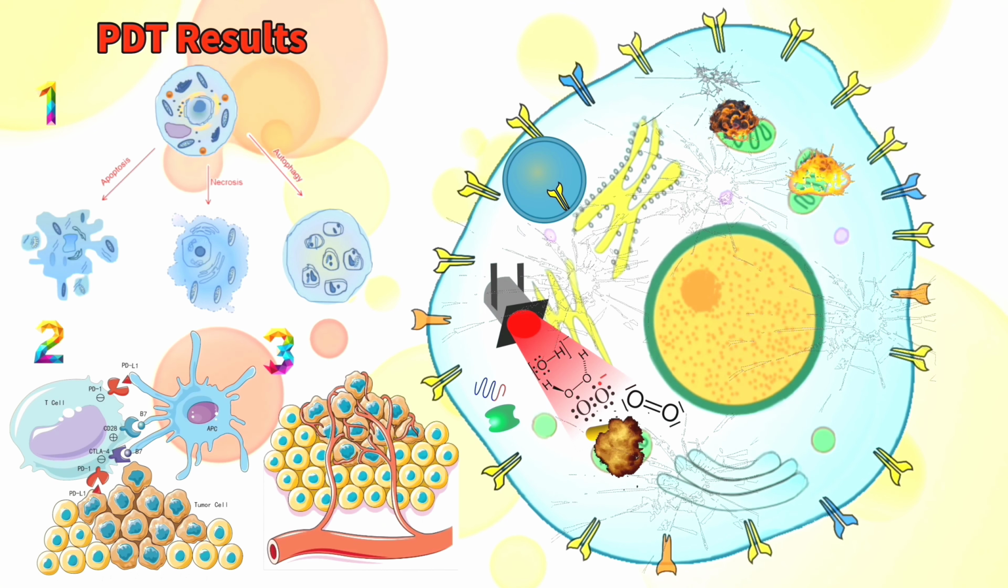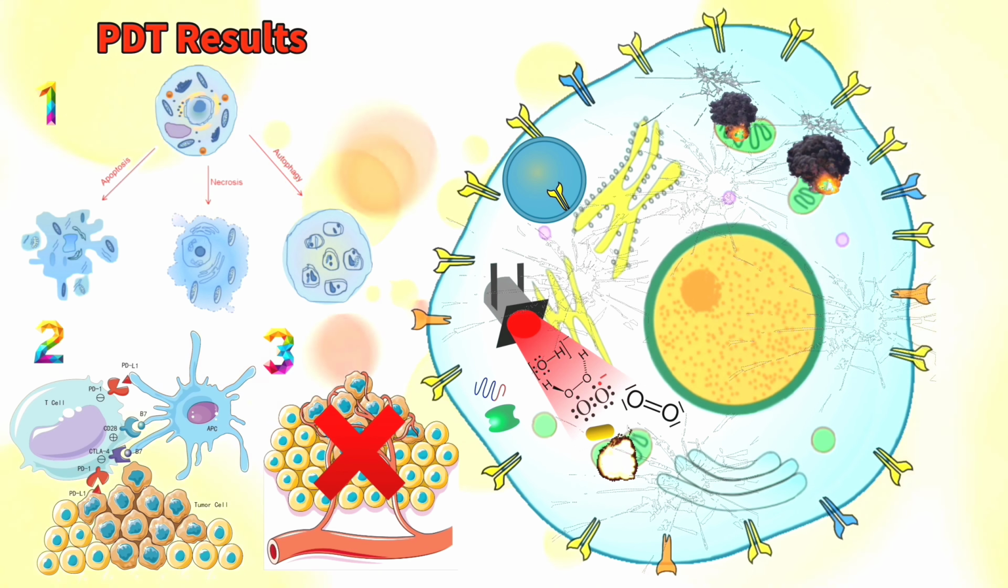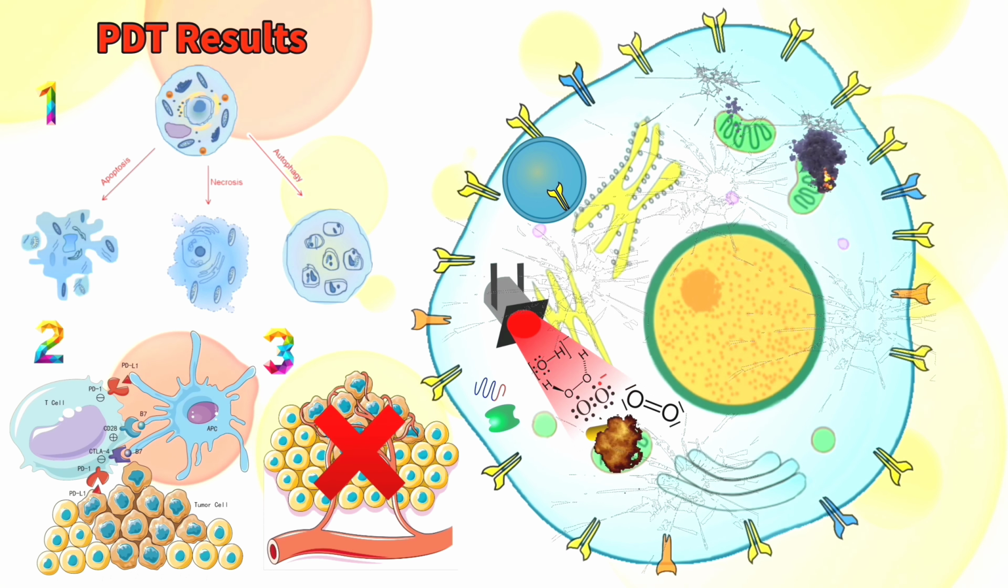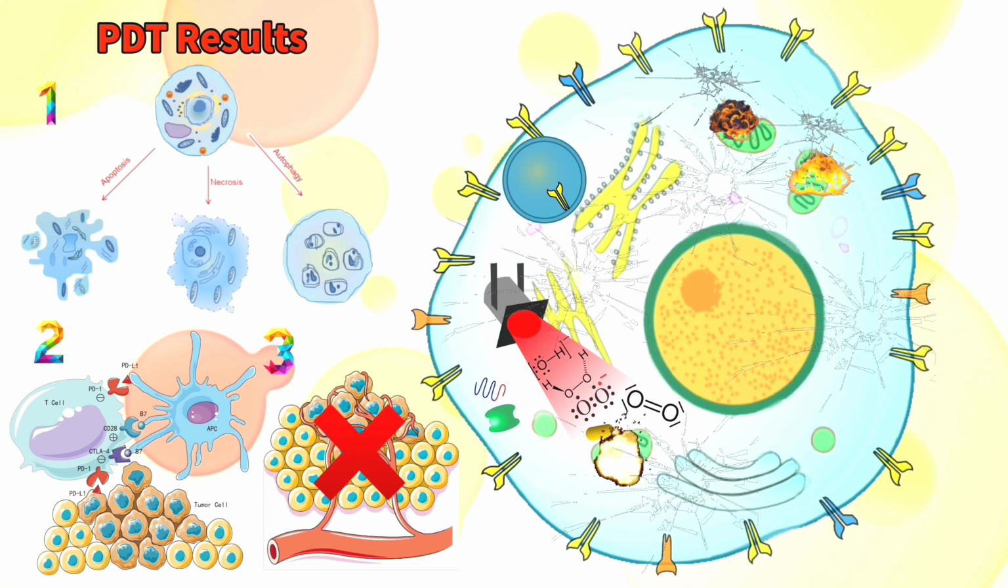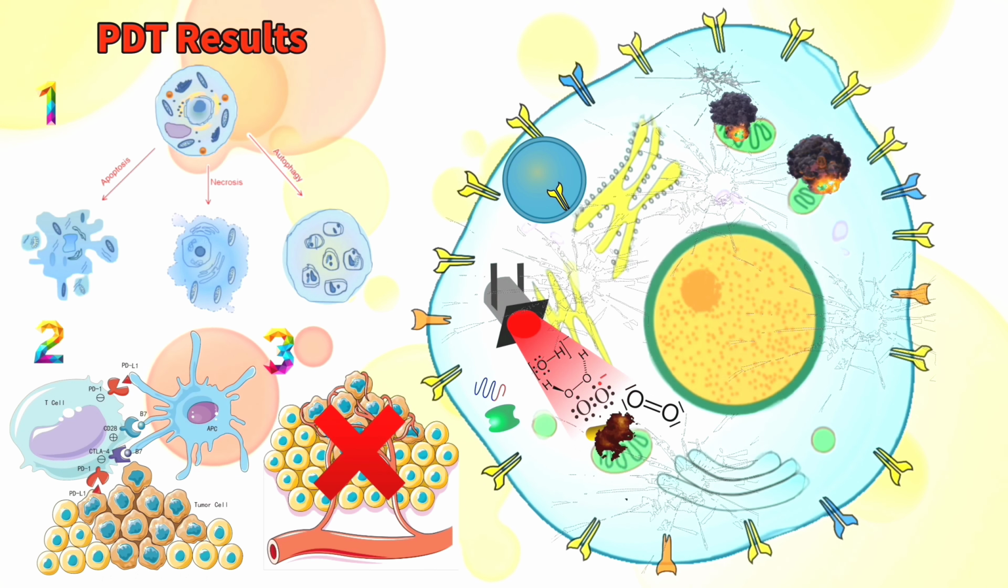3. Blockade of angiogenesis. Angiogenesis means formation of new blood vessels, which is a hallmark of tumor development. Angiogenesis is required for the development and survival of tumor cells. Photodynamic therapy can shut down angiogenesis, which may also lead to death of cancer cells.